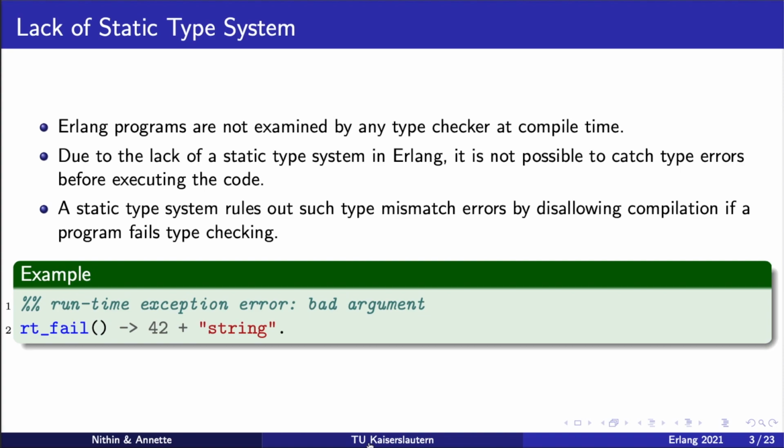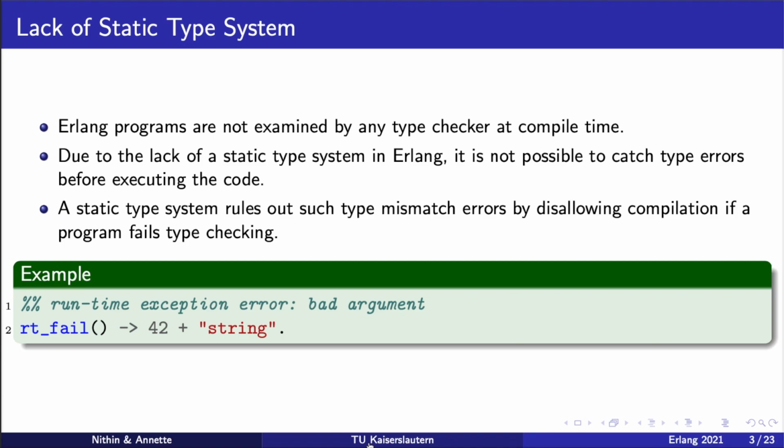Erlang is a dynamically typed language by design, and Erlang programs are not type checked at compile time. So, due to this lack of a static type system in Erlang, it is not possible to catch type errors. For example, the type error shown in the example, wherein the numerical value 42 is added to a string, will not be caught at compile time, but it will cause a runtime exception while running this code. So catching these type errors at compile time is the major motivation to introduce a type system for Erlang.